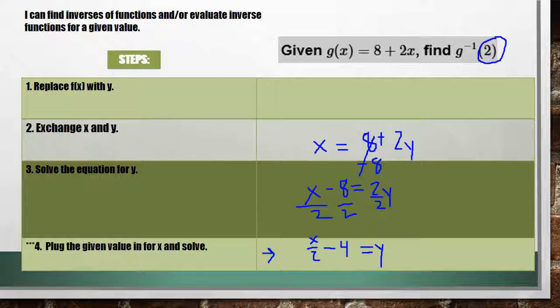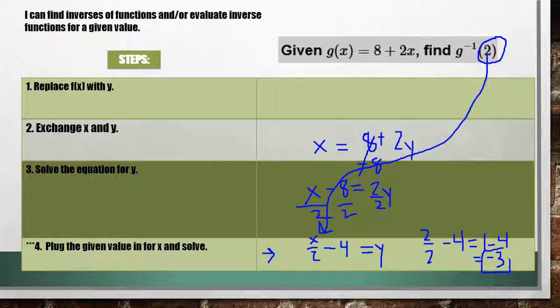Okay, now what does it equal at 2? So I'm going to take the 2 and I'm going to input it to the 2 here on the x. And so I get 2 over 2 minus 4. Well, 2 over 2 is 1. So 1 minus 4 is negative 3. And so my inverse function at positive 2 is negative 3. And that is my final answer.